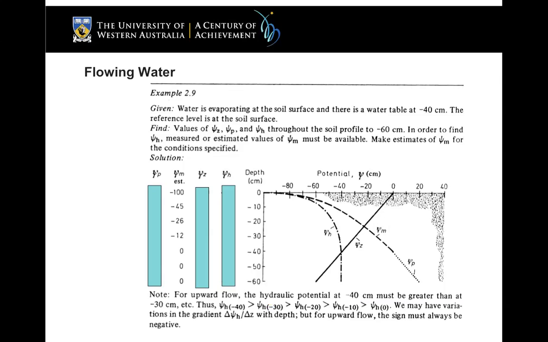Here's another example. Water is evaporating at the soil surface. There's a water table at minus 40 centimetres. The reference level is again at the soil surface. Matrix potential has been estimated by measurements in the soil. So the answer is given down here, but see if you can work out the pressure potential, the elevation potential, the total hydraulic head, and see if you can calculate the hydraulic gradient between 2 points, and then estimate the directions of water flow.